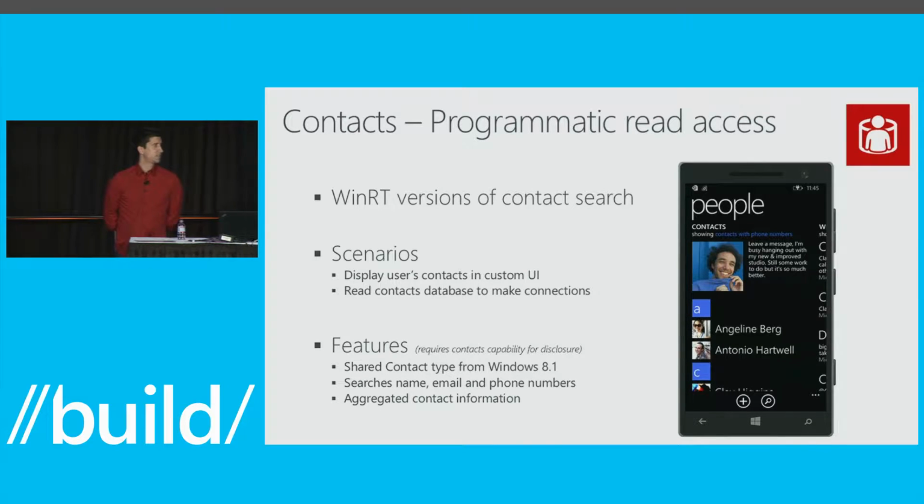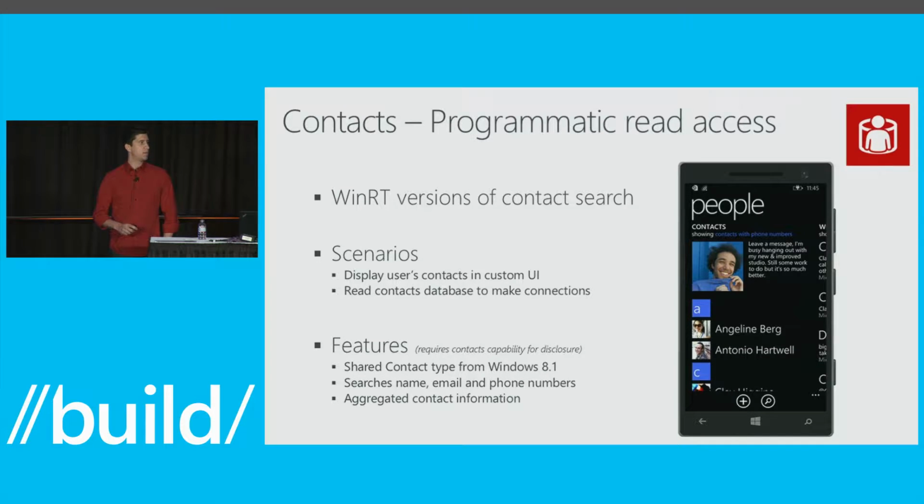Now, since this is personal information for the user, we do require that you register for a security capability when using these APIs. This is what informs the user that you're going to have read access to the contacts database. In addition to updating this for the asynchronous model of modern Windows C# APIs, this uses the new shared contact type that was introduced in the Windows 8.1 SDK.